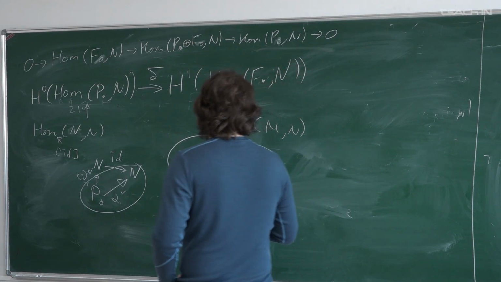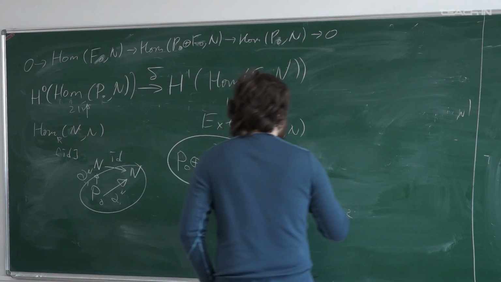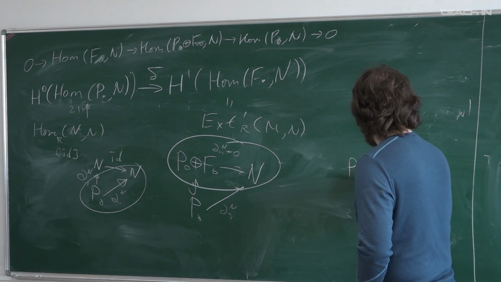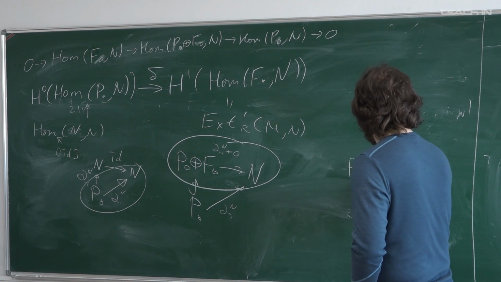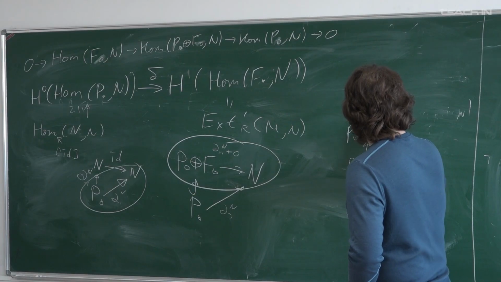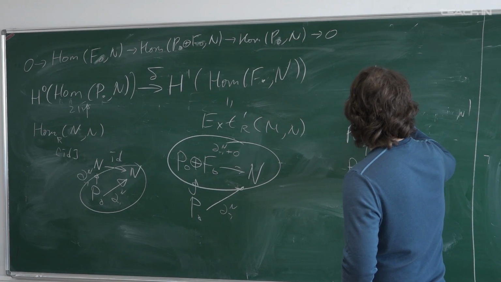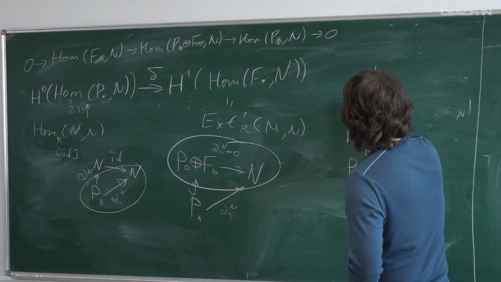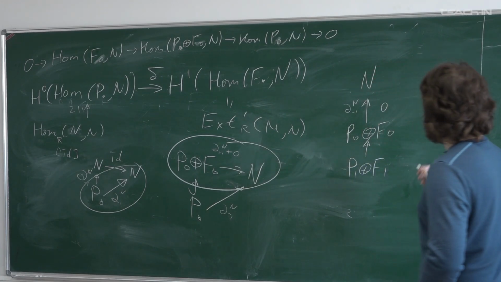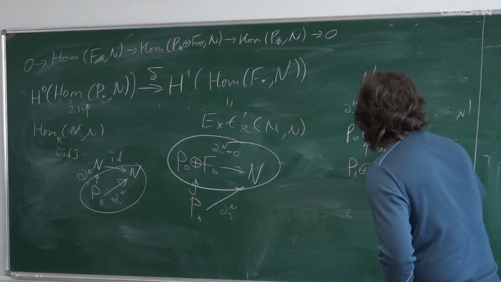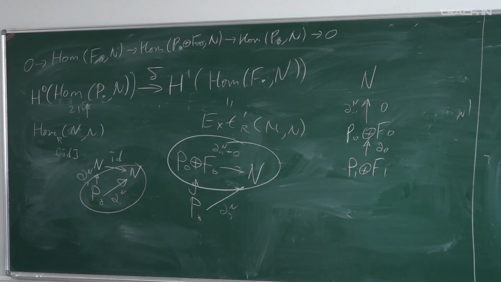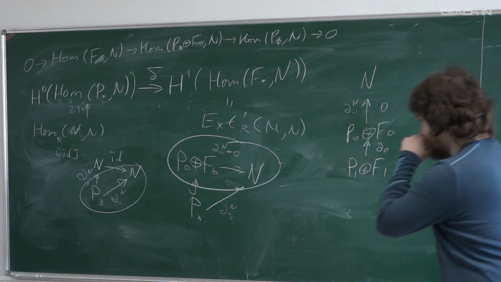So I need to consider P1 plus F1. It goes to P0 plus F0. And then it goes to n as d minus 1 and 0. And this is somewhat d0, this is this map. And then, okay, what is it? What is it in fact?